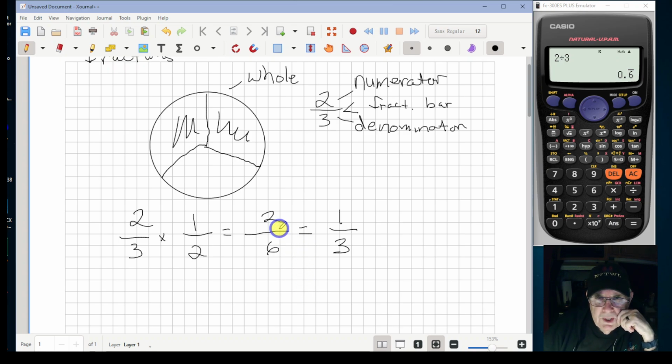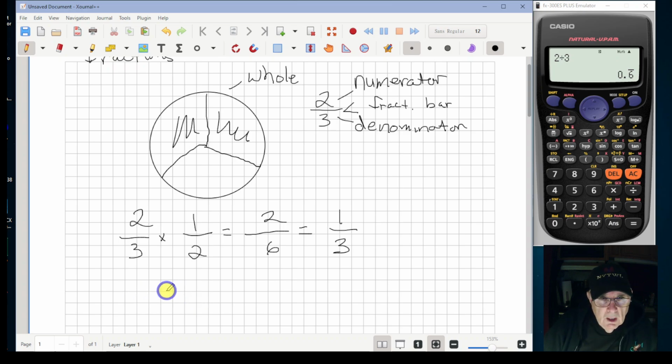Okay, but notice that information is different. This tells us that we have a whole divided up into 6 pieces, and we have 2 of those. This tells us we have a whole divided up into 3 pieces, and we have 1. Numerically, they're equivalent, and that's really all you need to worry about. But notice that reducing them does so at the expense of detailed information. But that's not even the big whoop here.